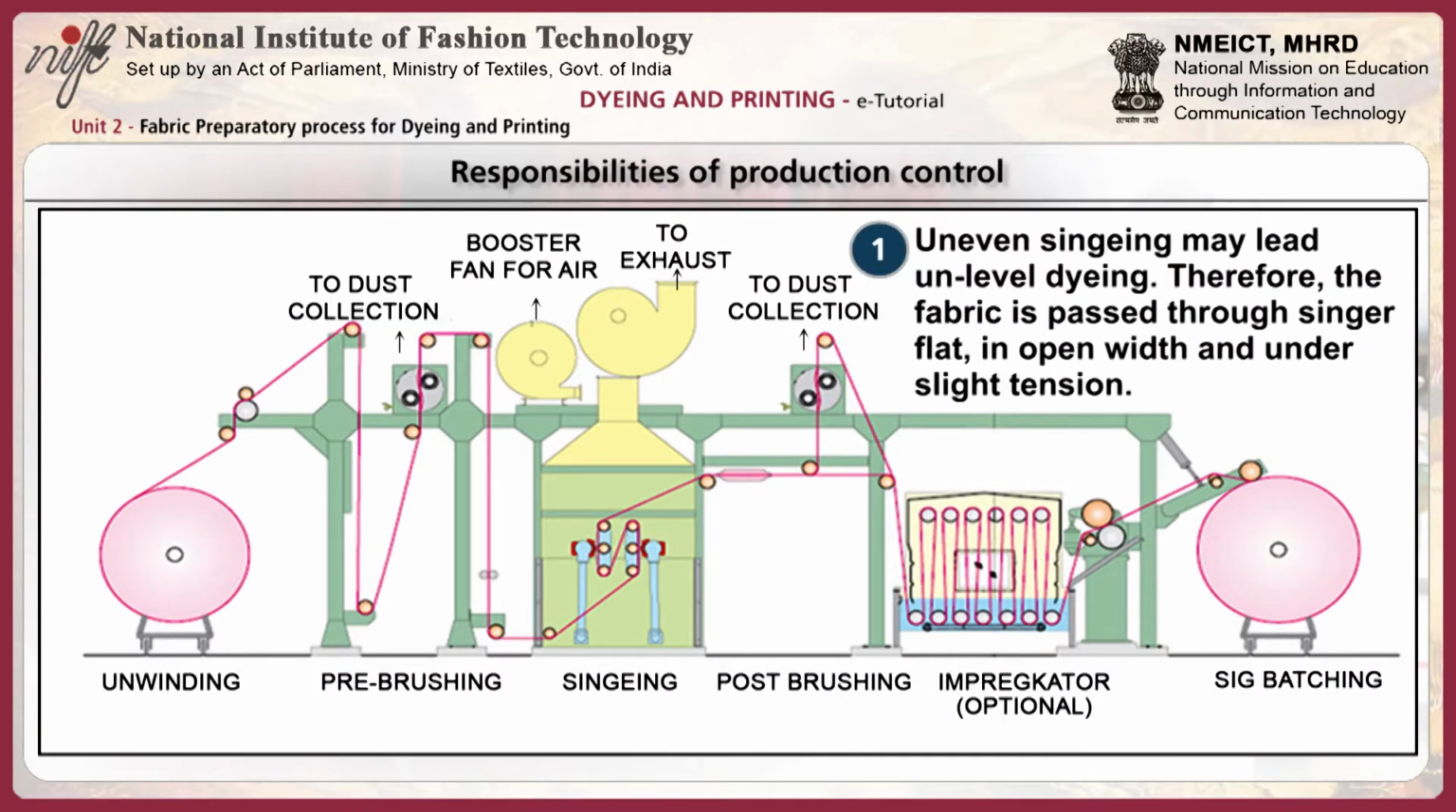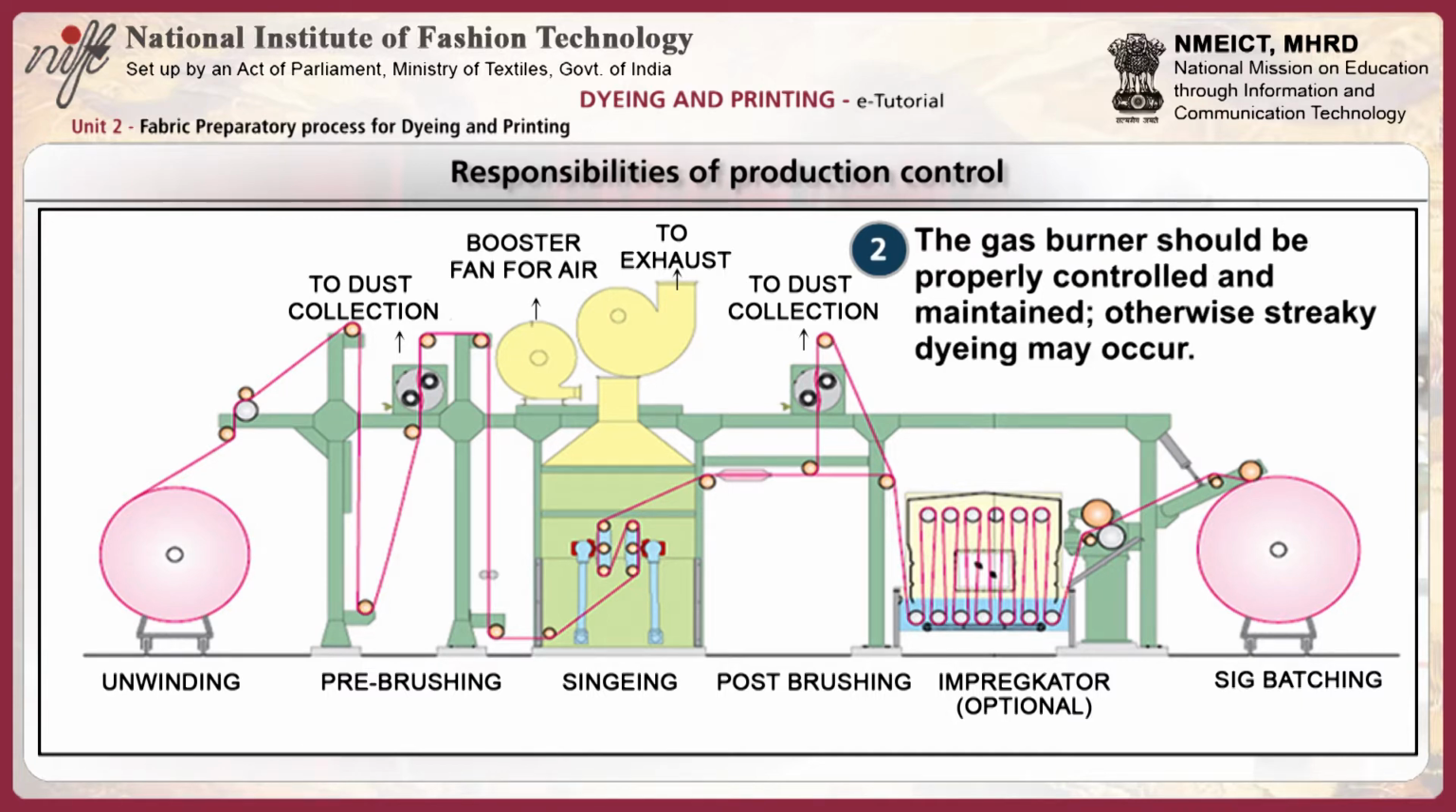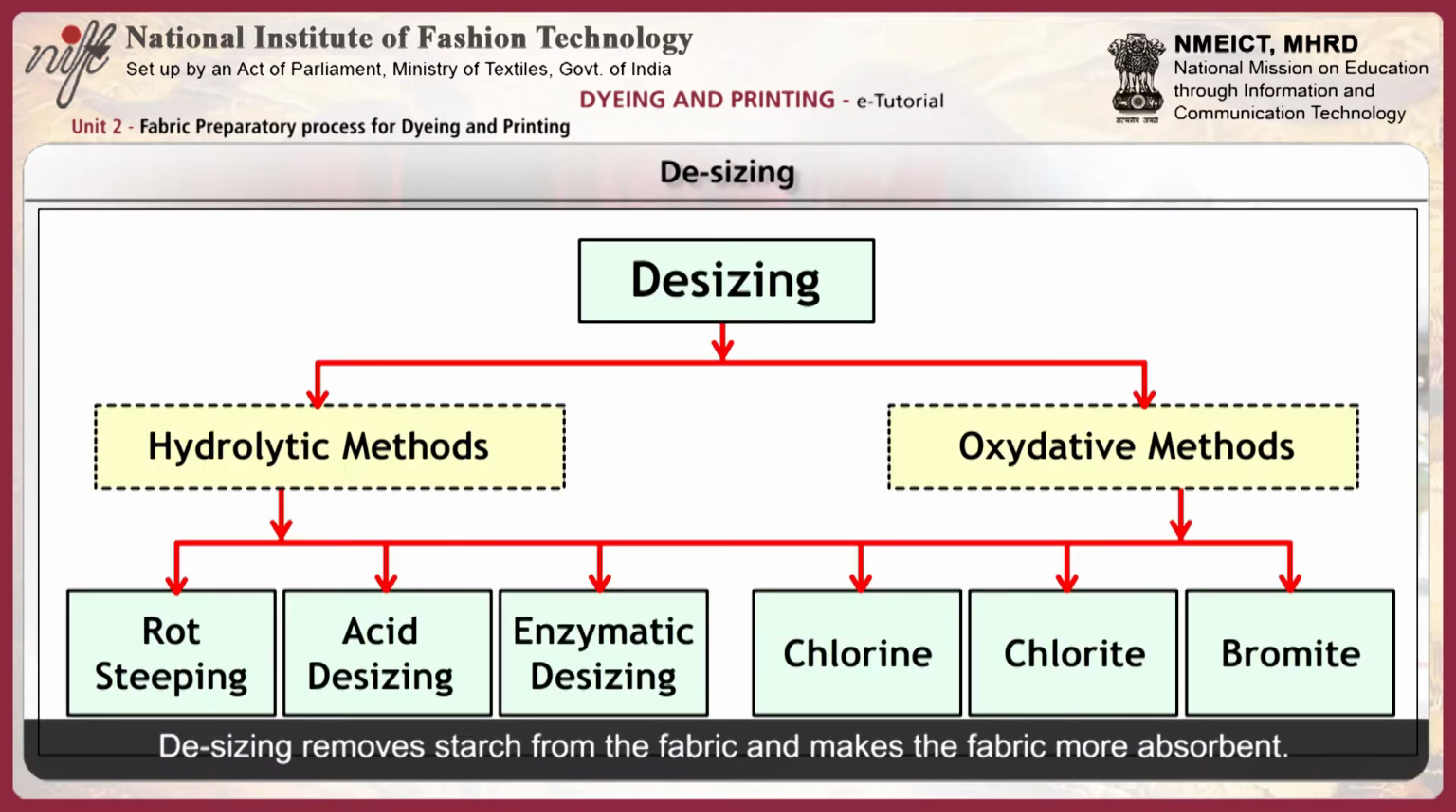Uneven singeing may lead to unlevel dyeing. Therefore, the fabric is passed through the singer flat in open width and under slight tension. The gas burner should be properly controlled and maintained, otherwise streaky dyeing may occur. After singeing, the fabric next goes to the desizing process. What is desizing? Desizing removes starch from the fabric and makes the fabric more absorbent.